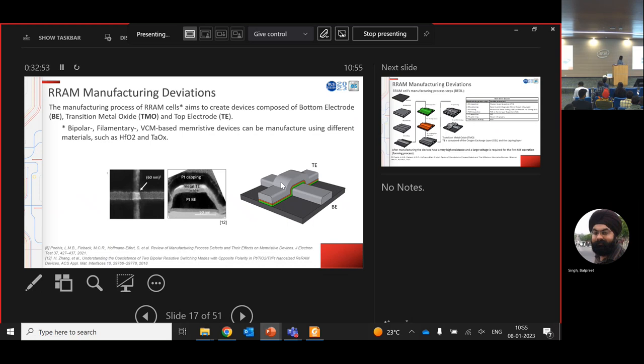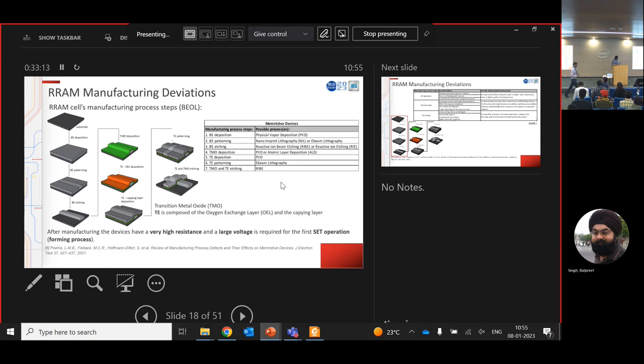And so here is just an image of this structure. Okay, so now the idea is to have a look at the manufacturing process of this device, and try to understand what are the possible deviations and the misbehaviors that you can have depending on the variability of the process. So this is the flow of the manufacturing process of these main resistive devices.